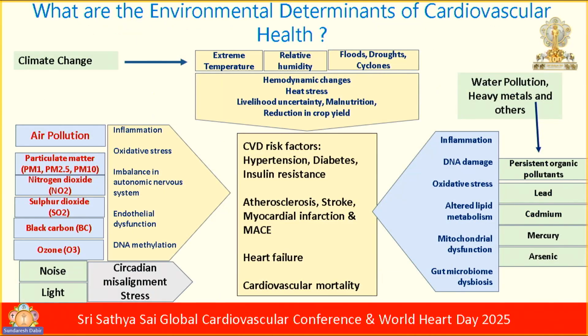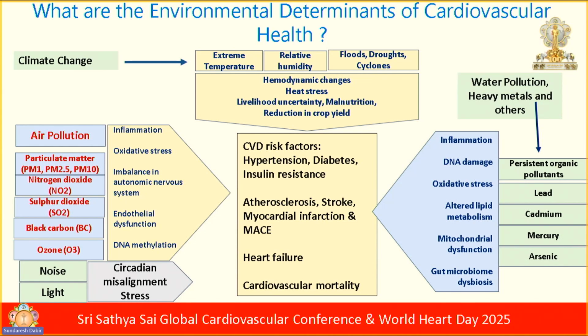The third area that we need to think of is in terms of environmental determinants. I spoke about the social determinants of cardiovascular health. So in terms of environmental determinants, there are 5 factors. One, we have been talking about climate change, which has extreme temperature, high humidity, floods, droughts, cyclones, extremes of weather, and food systems and others. So these lead to hemodynamic changes, heat stress, livelihood uncertainty, malnutrition, all of which increase the risk of cardiovascular disease.